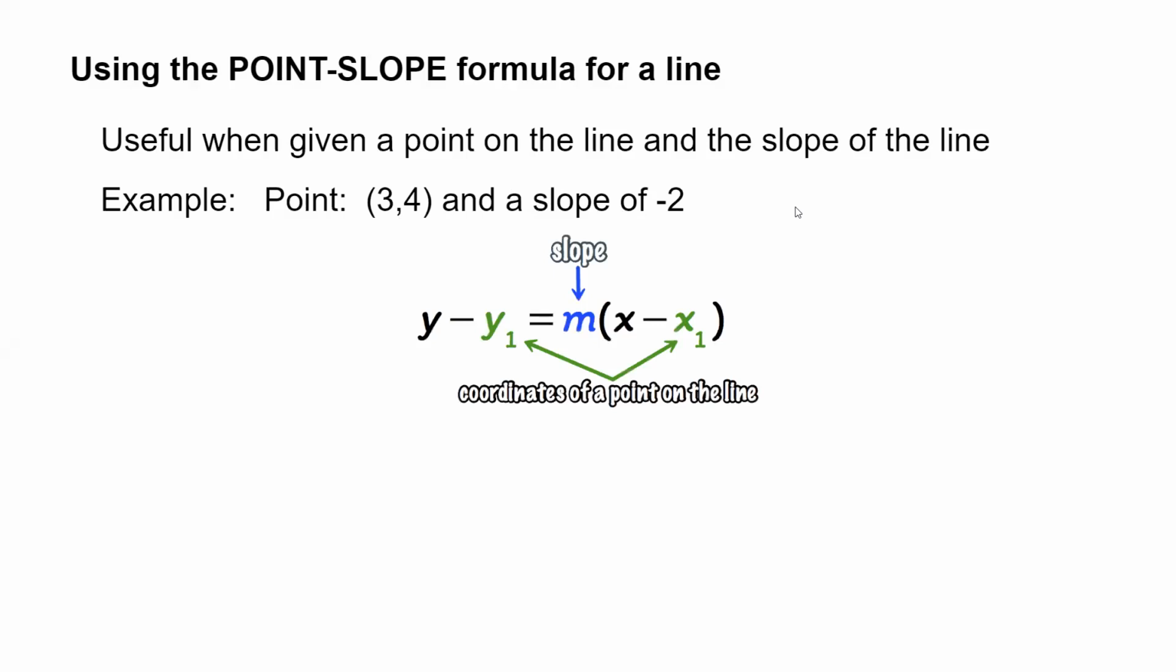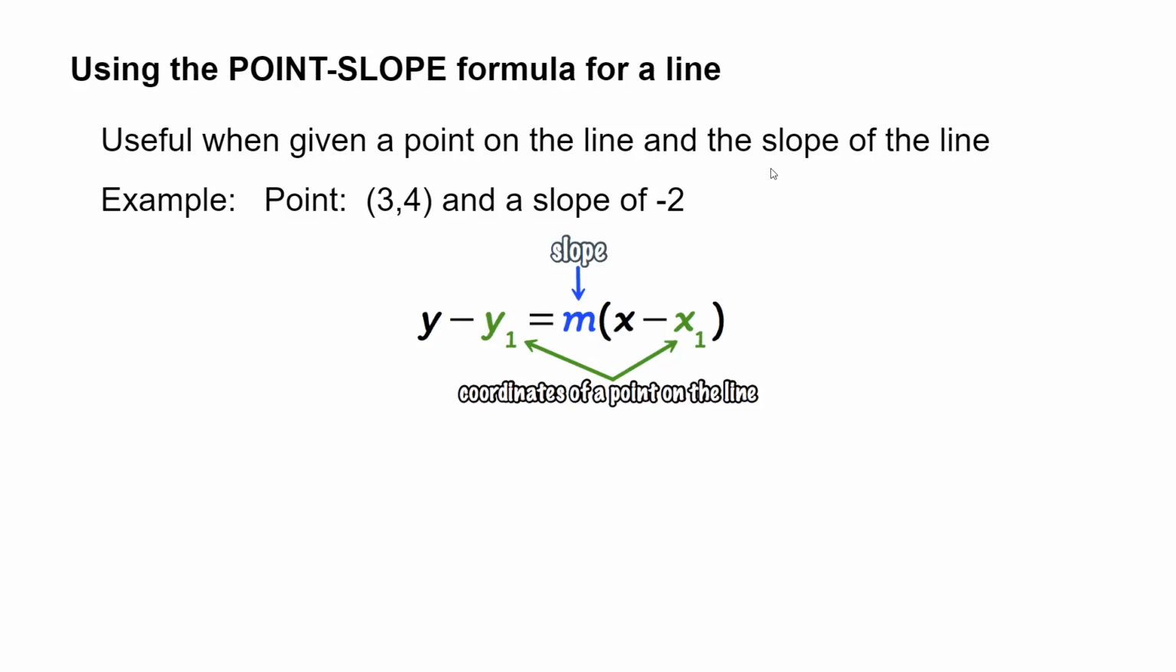This is a formula that is on the GED formula sheet, obviously not with these colors, but these colors are going to help us recognize the parts that we need to put into this formula. Namely, we're going to use the coordinates of the point on the line. X1 is going to come from the X value, 3. Y1 is going to come from the Y value, 4. And slope, which we represent with an M, is going to be -2.